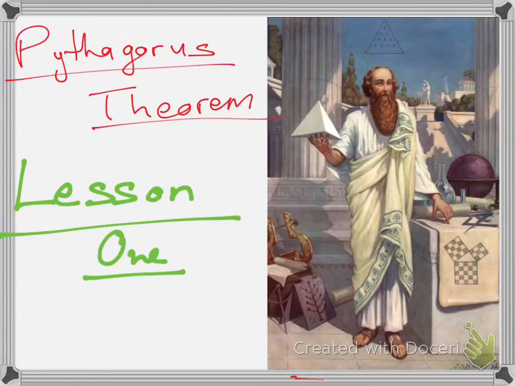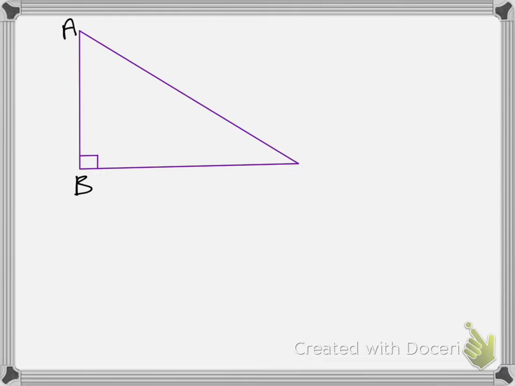Right, welcome. Today we are going to be looking at the Pythagoras theorem. The Pythagoras theorem applies only on a right-angled triangle, so you can only apply it on a right-angled triangle.